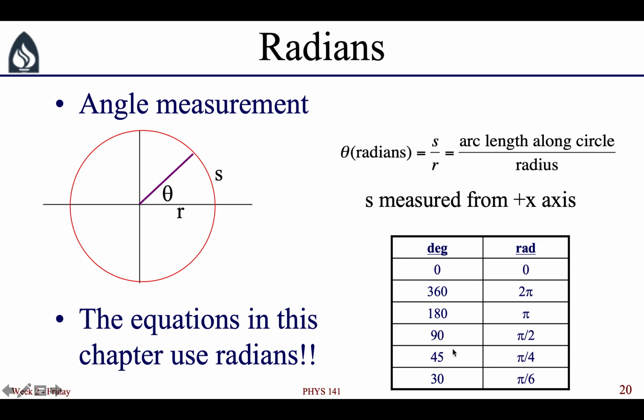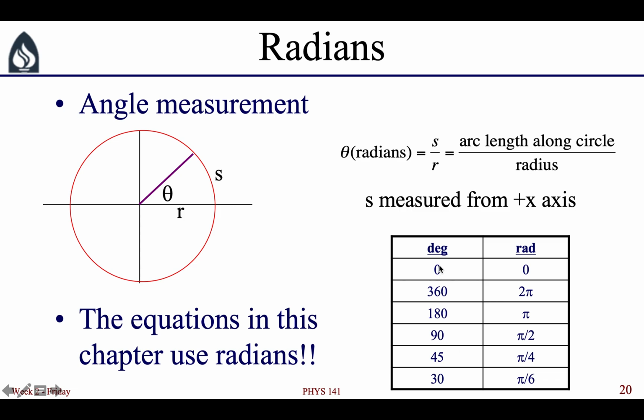And here we have a table where we are making analogies between degrees and radians. So 0 degrees is the same thing as 0 radians. 360 degrees all the way around the circle is equivalent to 2 pi radians. 180 degrees is equal to pi radians. 90 degrees is the same as pi over 2. 45 is the same as pi over 4, and so on.